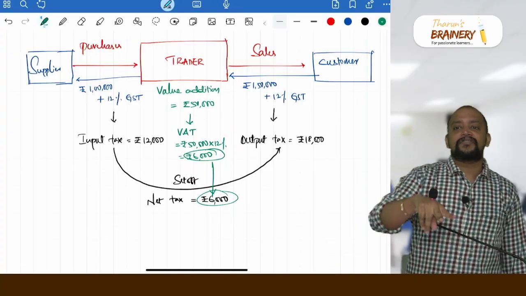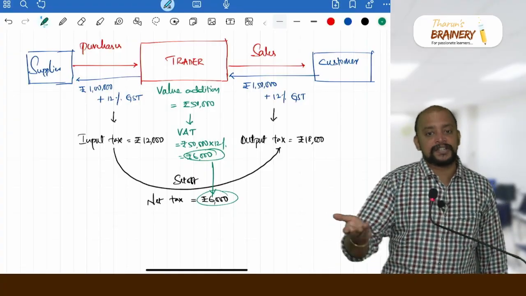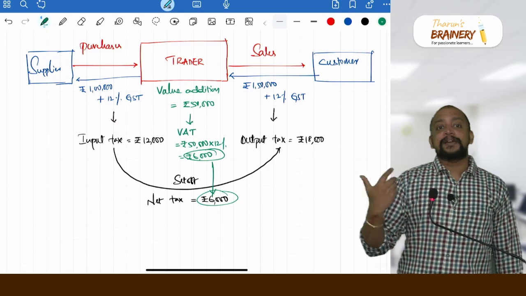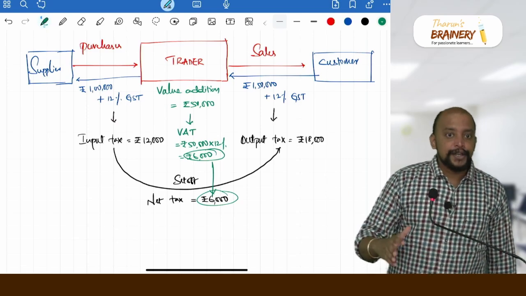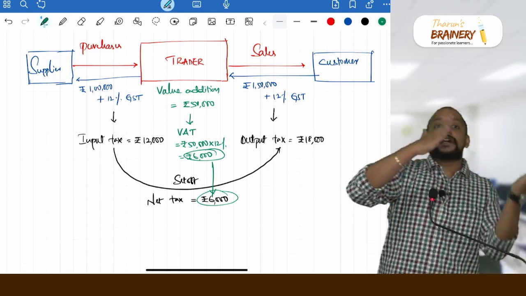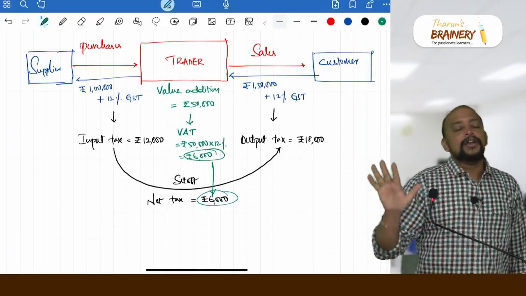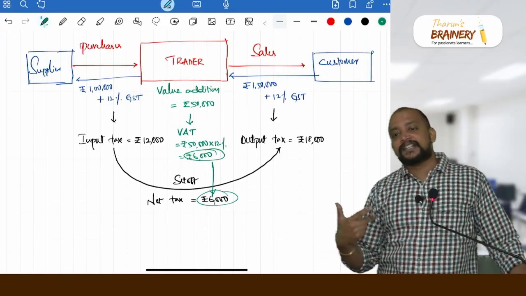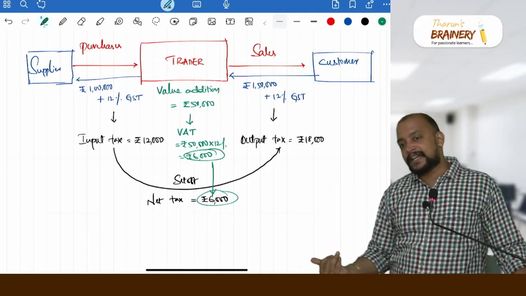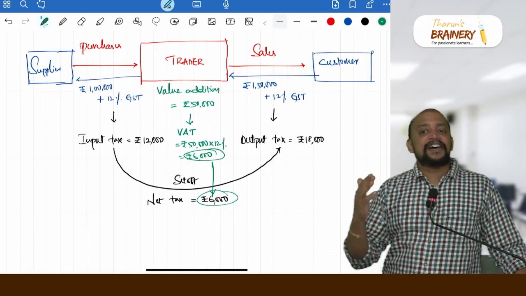Value addition is different from profit, because value addition is gross, while profit means it will be net. There are many things in value addition. Got it? So value addition means how much is the incremental revenue. What is the incremental revenue? 50,000. On that 50,000, at GST rate 12%, it will be 6,000. That's how they are paying. That's why GST is called a value added tax.